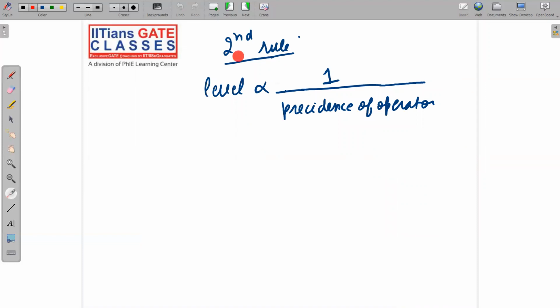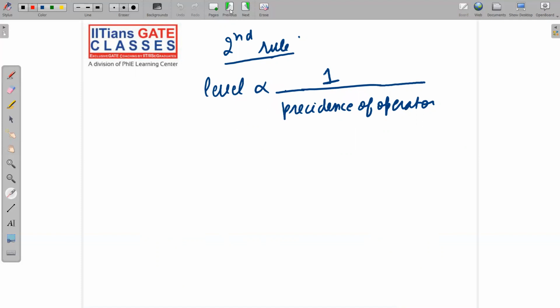The second rule is saying what? Level is inversely proportional to precedence of operator. The more the precedence, the lesser the level, or the more the level, the lesser the precedence. I hope I have made the point clear. Level will be inversely proportional to precedence. So the lesser the level, the more the precedence. I think you may get confused about what exactly I am telling, so let me first brief you on something and then I will come to the second rule.